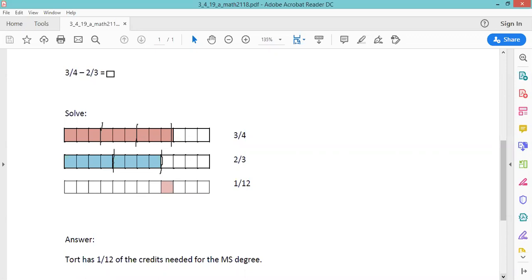3/4 of the whole is 9/12, and 2/3 of the whole is 8/12. And if I take away a box for each of the blue boxes, then I am left with one pink box, which I then represented as an answer.